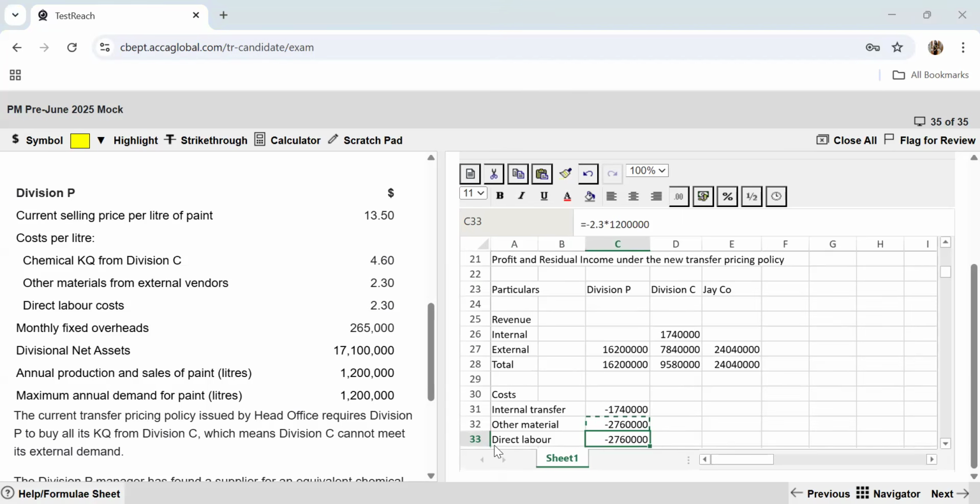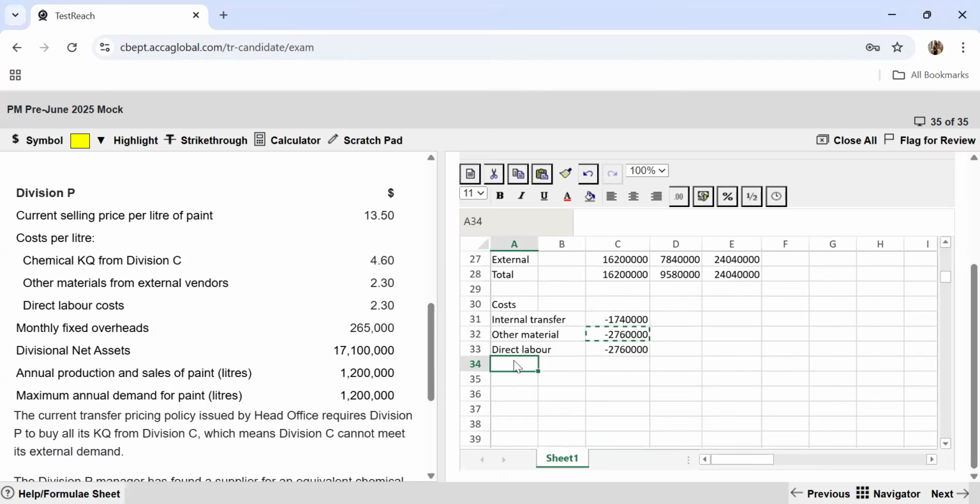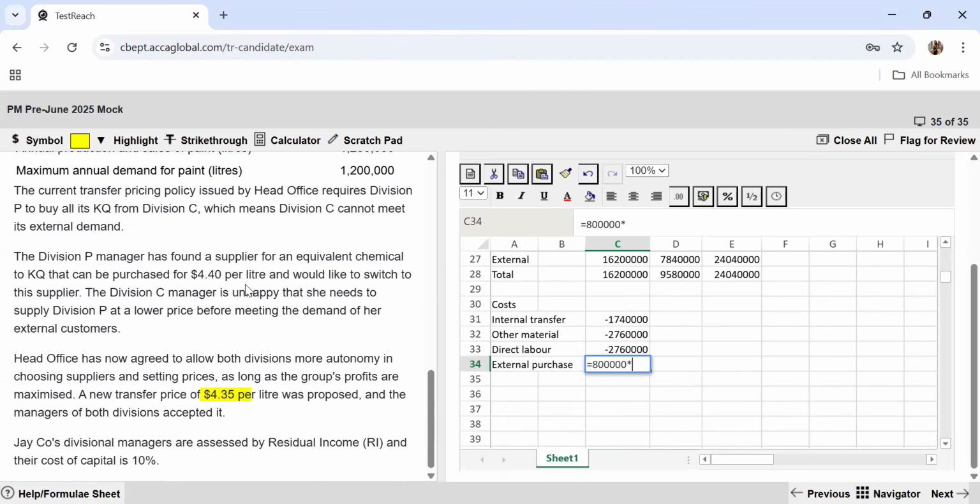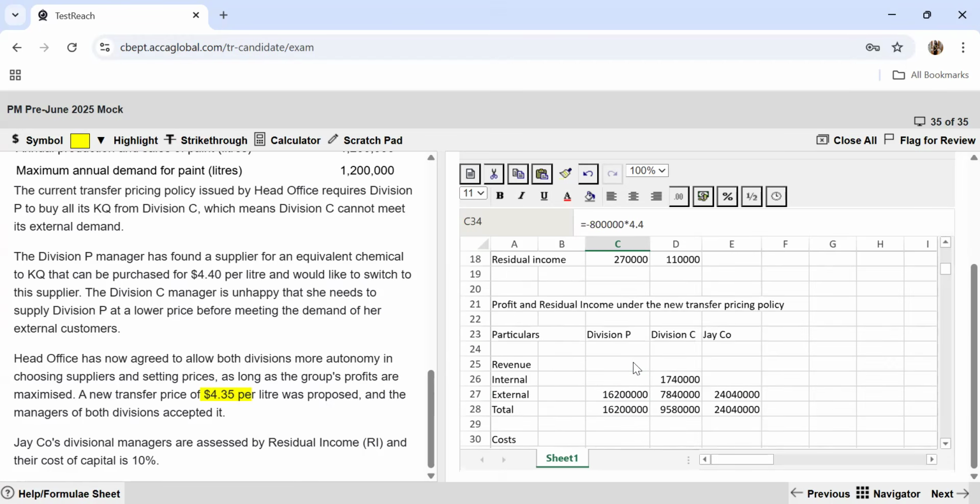Then the next thing that you're also going to consider is the external purchase of the chemical that Division P will now be doing. So only 400,000 is what they are able to get internally now. So the remaining 800,000 is going to be taken from the external supplier, which they had found at $4.4. So this is what they get the external purchase at. This is the material cost for this particular Division P.